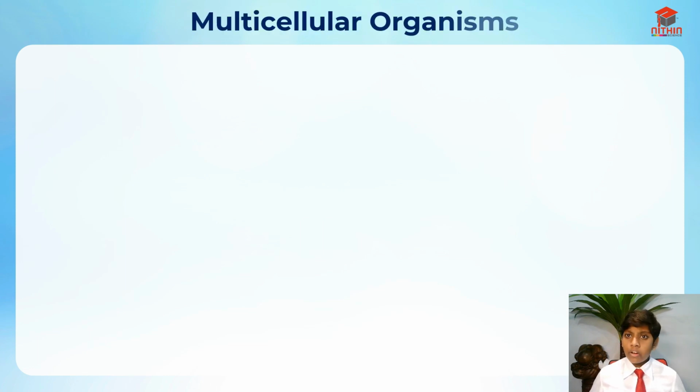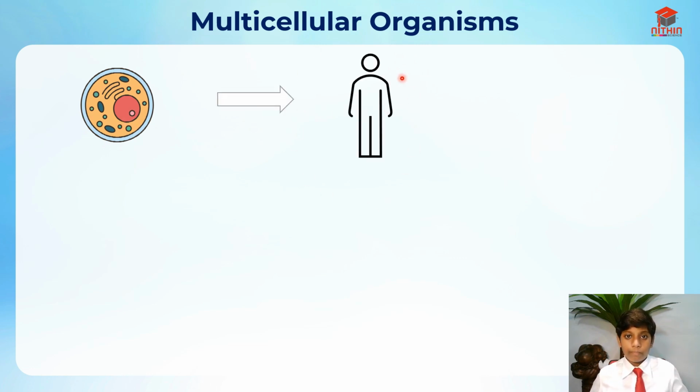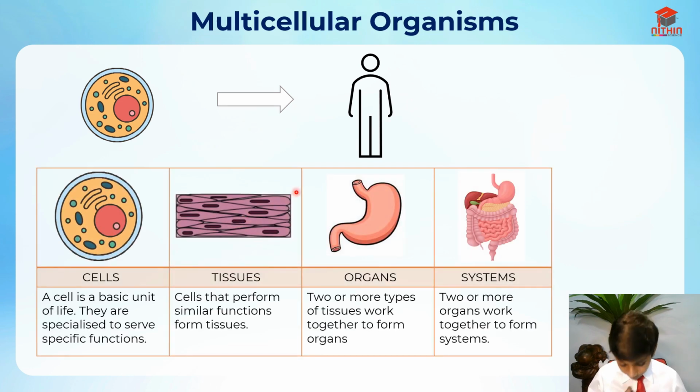Multicellular organisms. How does this small tiny cell turn into this very big human? This microscopic cell turns into a very large human. So how does this actually happen? So you have to know this process. So first, from cells, a cell is a basic unit of life, and each cell is specialized to serve each specific function.